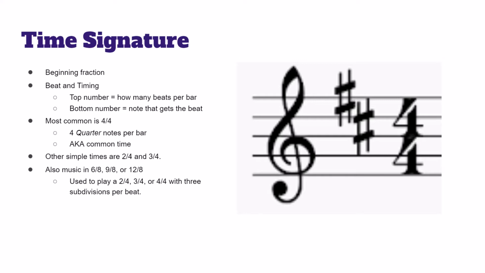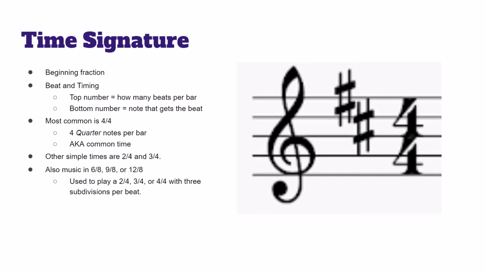The most common time signature is 4/4. This means there are 4 quarter notes per bar. Get it? 4 quarters. This time signature is sometimes also called common time. Other times that are based in quarters are 2/4 and 3/4. 2/4 would be 2 quarter notes, 3/4 would be 3 quarter notes per bar.